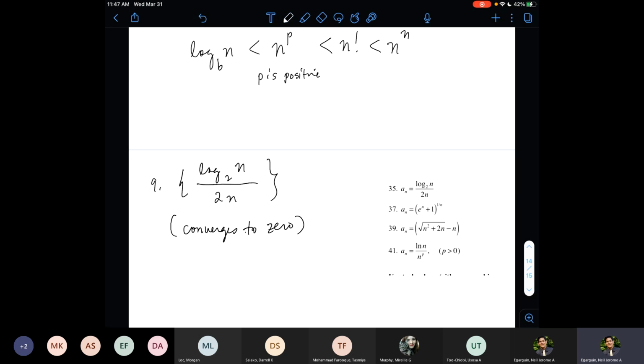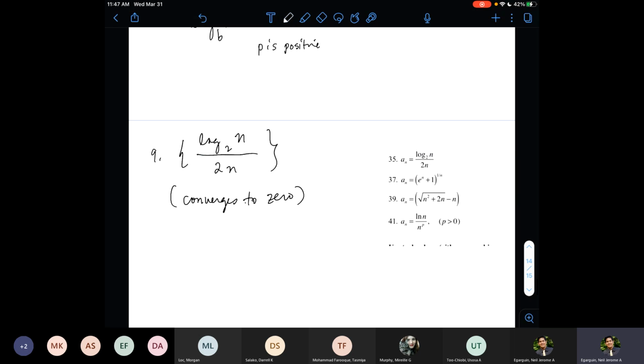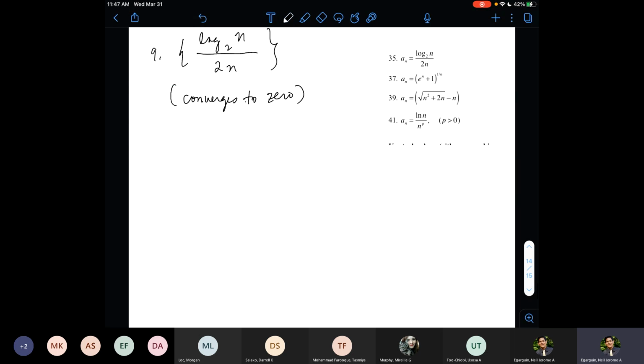So if you want to convince me that this, yeah, you're correct. Slow over fast is equal to 0, right? But how do you convince yourself that this is really true? Well, take the limit of log n to the base 2 over 2n as n goes to infinity. Now, top and bottom both go to infinity, right? Because as n goes to infinity, log of a large number is another large number. 2 times a large number is a large number. So basically, it's of the form infinity over infinity.